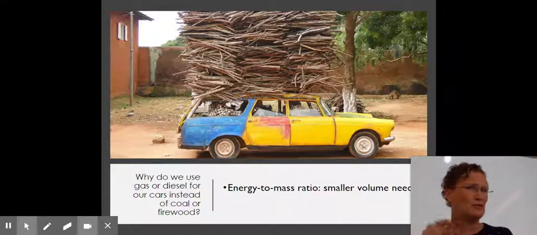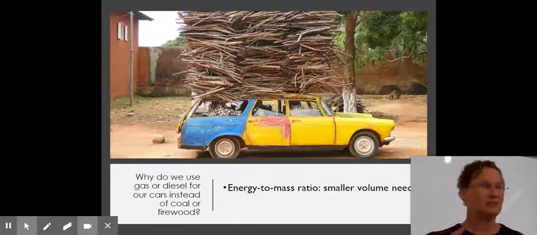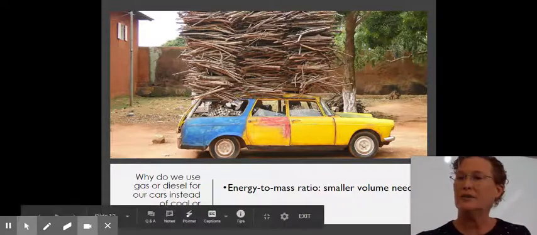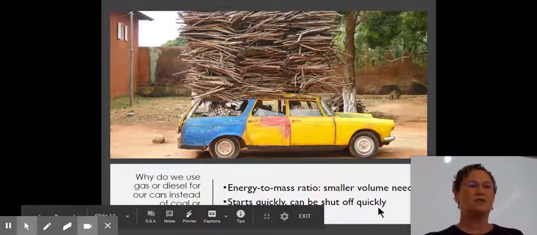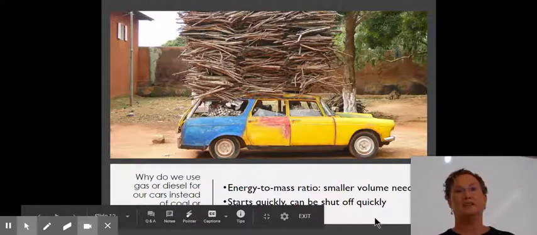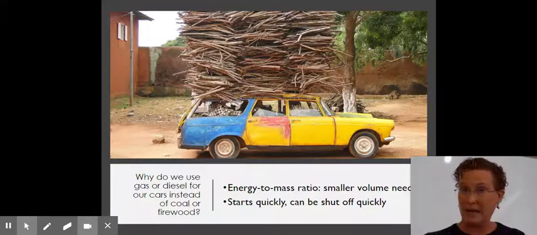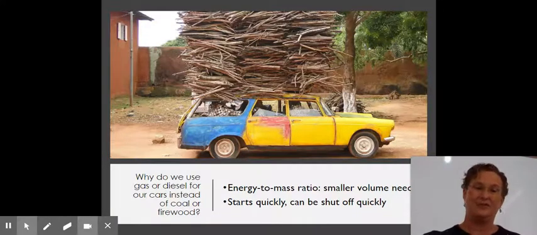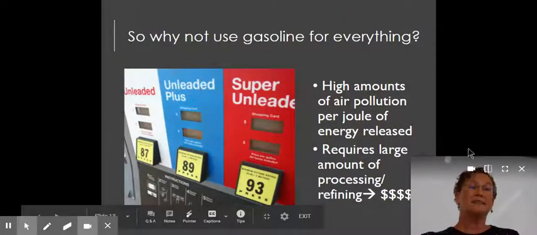Actually, you really do have solar cars. I'll explain if that doesn't make sense to you, but it's always the sun, right? Almost always. So for the energy to mass, you need a smaller volume of gasoline. So that's one of the reasons. Also, it starts quickly, so it can be shut off quickly. It's hard to start a fire and then make sure the fire is completely out. Whereas with gas, you can turn it on, turn it off, kind of like a gas range you cook with at home.